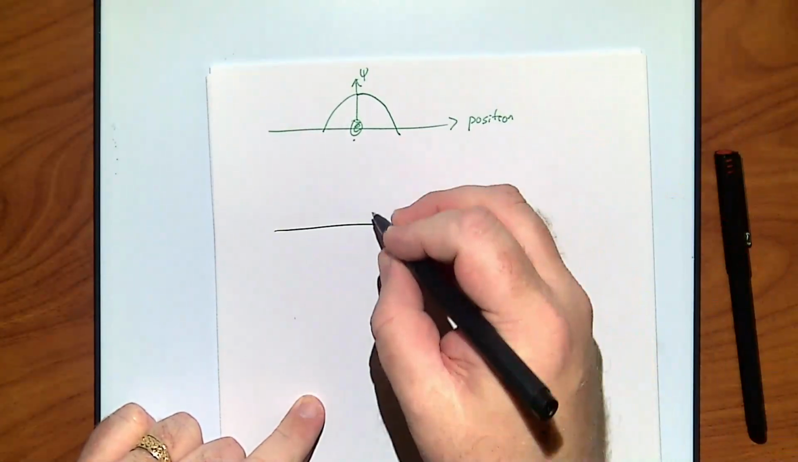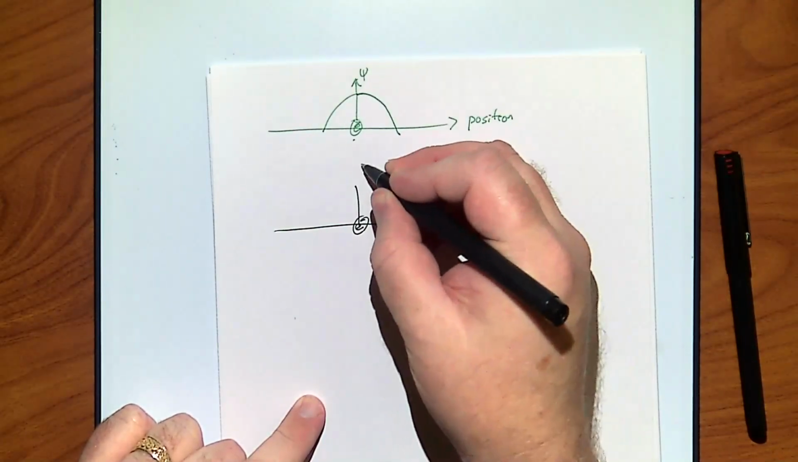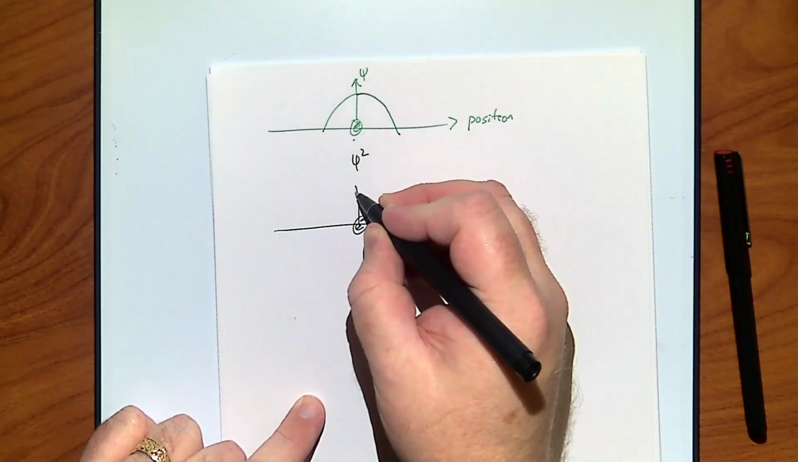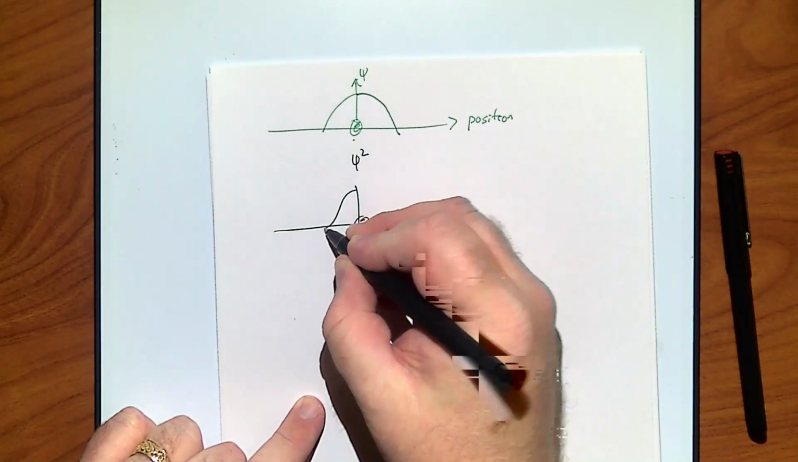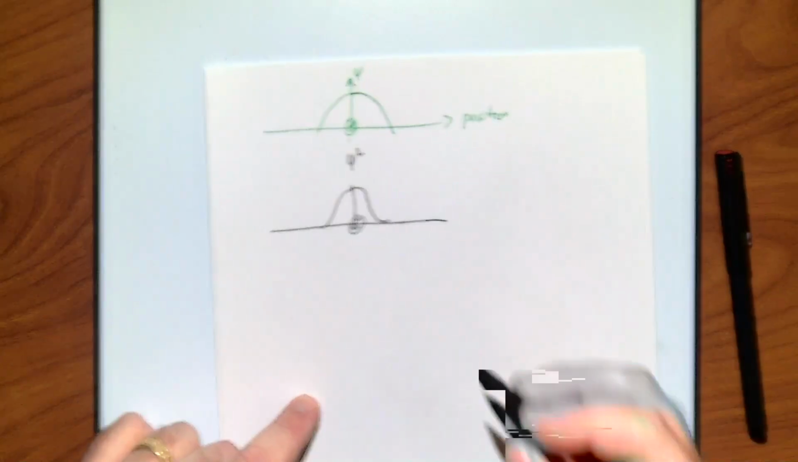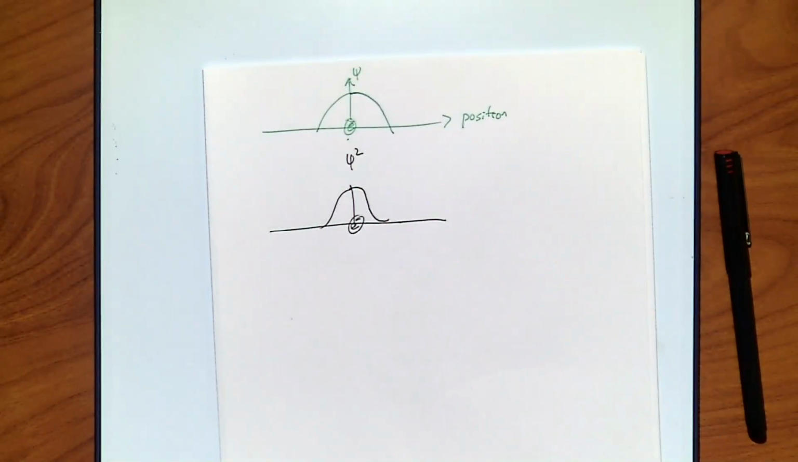So let me do one more here. All right, here's my electron. And if we consider psi squared, it's just going to look like this squared. So it's kind of going to go like that. It kind of pulls in. If it's less than one, it goes down. If it's more than one, it goes up. So you kind of get this bell-shaped curve type of a shape to it. And this tells you our position.